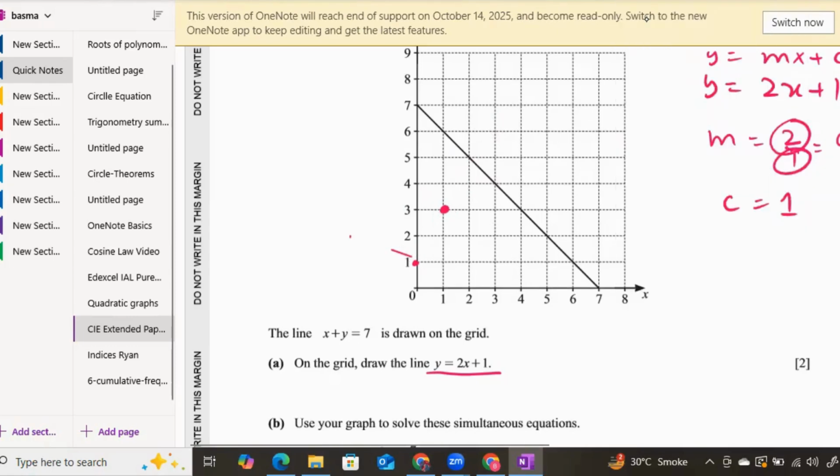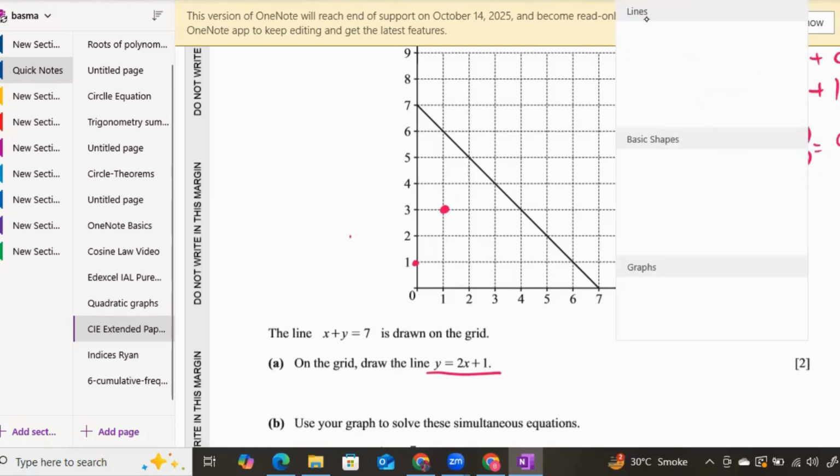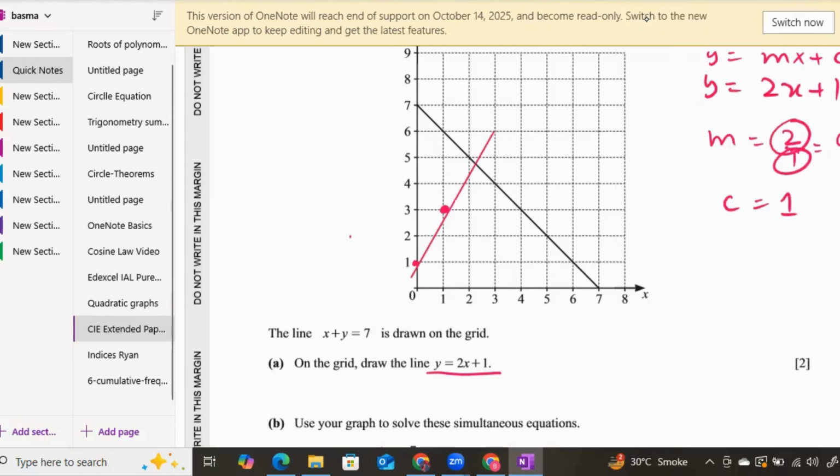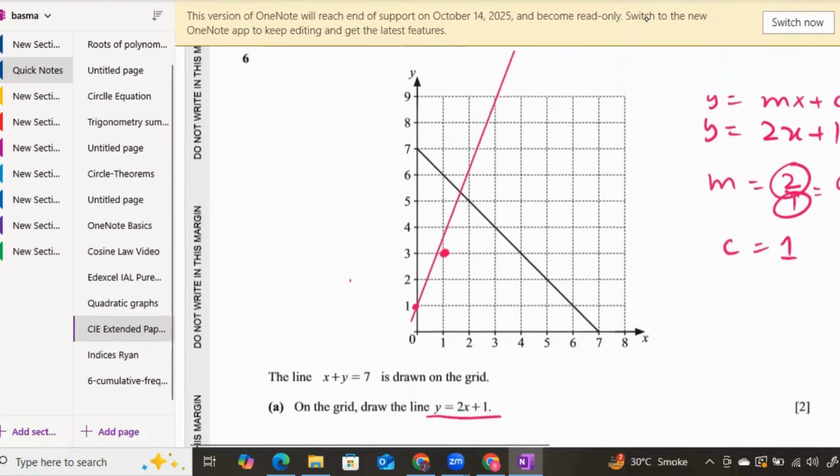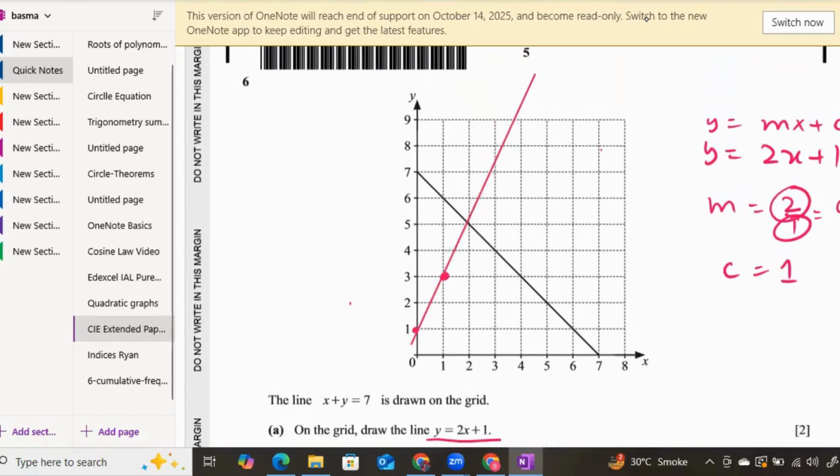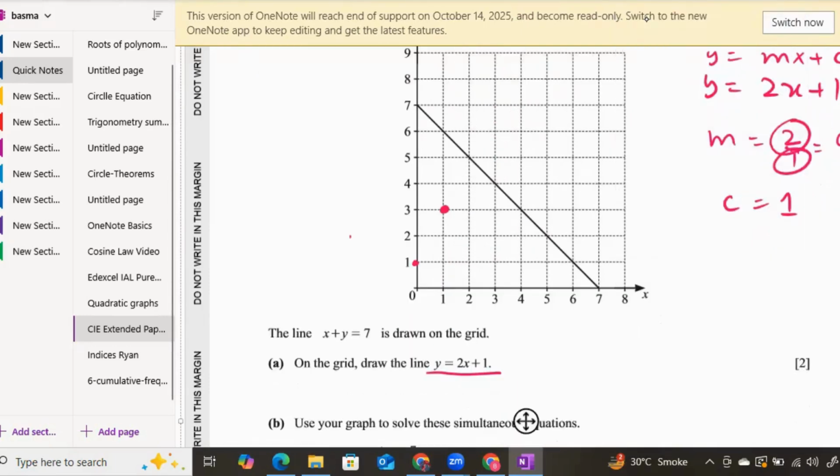line from here. Oh, I am unable to get the line, but let me start here. Okay, so this is the line you will get. So this is your line, as you can see. Okay, this is the line you have got. This line is y equals 2x plus 1.